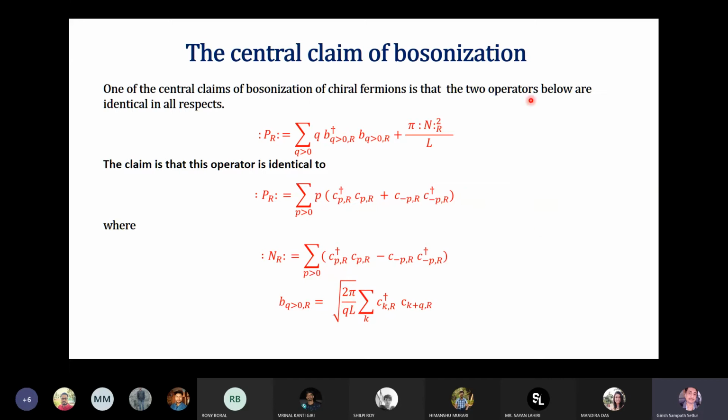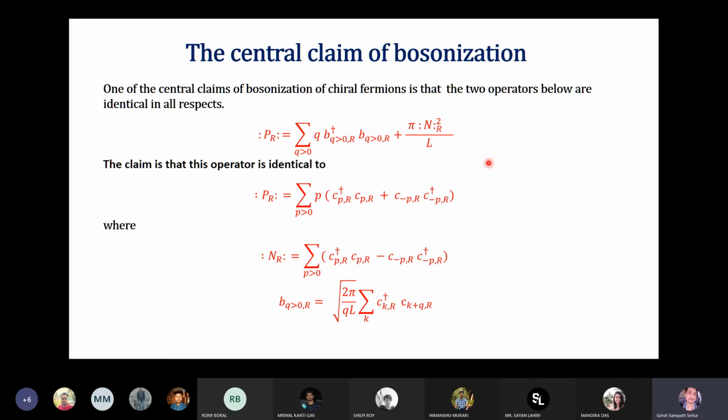That's the reason why I'm giving these lectures, so that once and for all those questions are first asked, and I'm going to explain why those questions are important, and then I'm going to answer them. So what is this question? One of the central claims of bosonization is that these two are the same operators, right? Remember what the B's are. The B's are just a combination of C dagger and C, and the N is just another combination of C dagger and C.